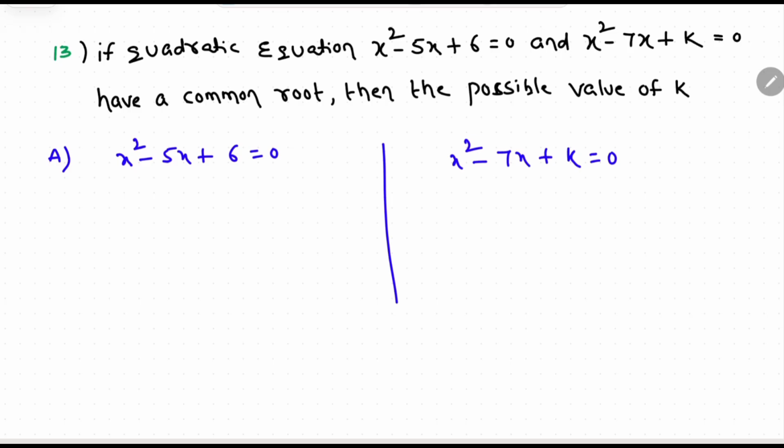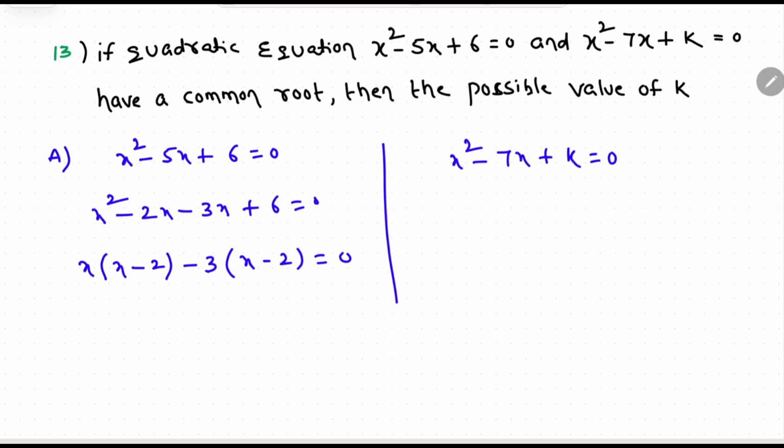So we can find the x value from equation 1. We can write x² minus 2x minus 3x plus 6 equals 0 by factorization. Taking x common, x of (x minus 2), and taking minus 3 common, (x minus 2) equals 0. Therefore x minus 2 is common, and the remaining factor is x minus 3 equals 0. Therefore, the x values are 2 and 3.